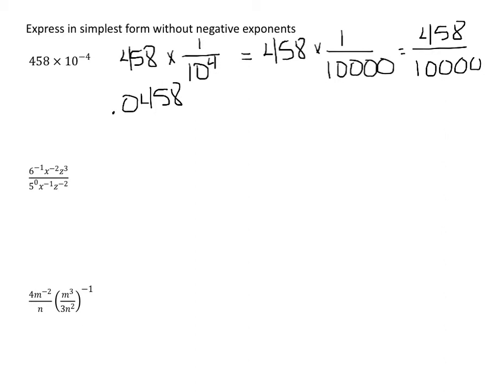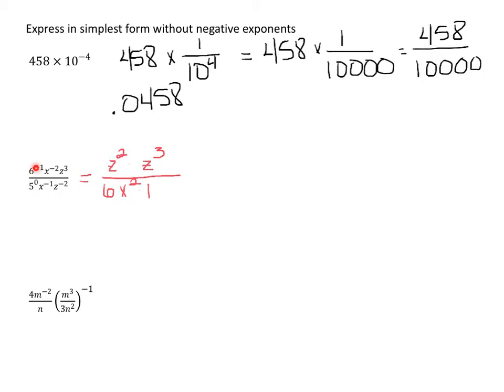Okay, taking a look at the next one. These get quite a bit more complicated, although the same rules will apply. 6 to the negative 1 means that 6 goes in the denominator. X to the negative 2 means that x squared goes in the denominator. Z cubed means that z stays in the numerator. 5 to the 0 means that that's just 1. Z to the negative 2 means that z squared goes in the numerator.